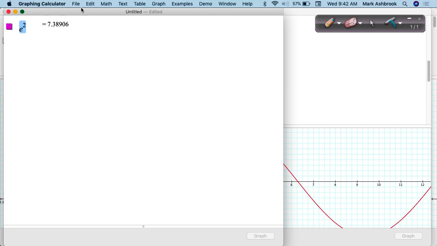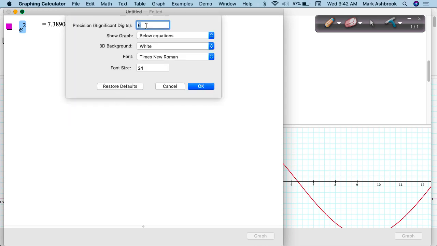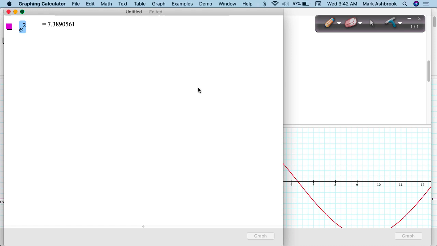I put in E squared. Let's see, let's get some more decimal places here. Okay. How does it know what E squared is? How does it know what E squared is? Is that a number that it has saved in its memory banks, your calculator? Or the graphing calculator, this program? Does that have E squared saved in its memory banks?